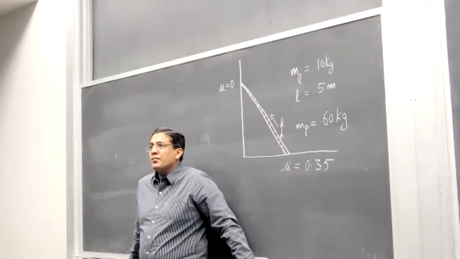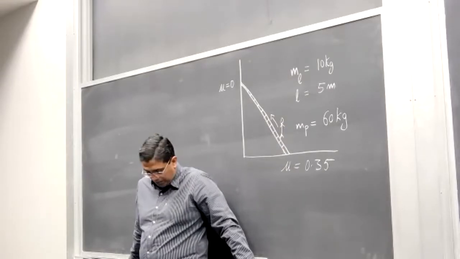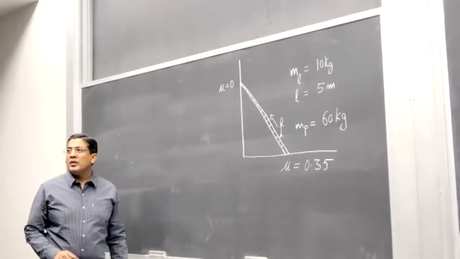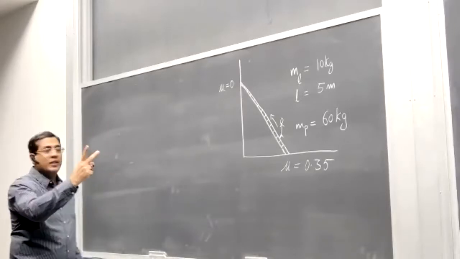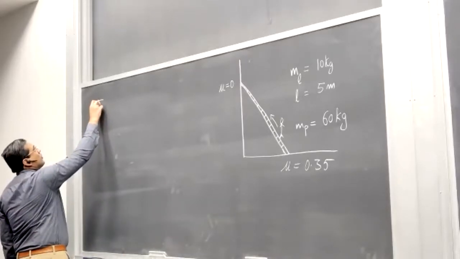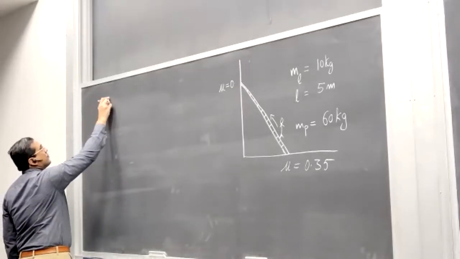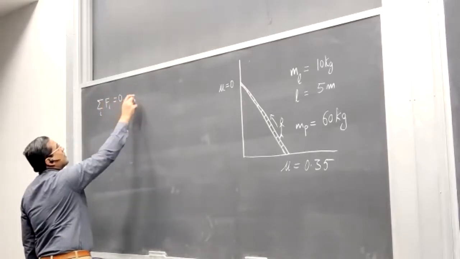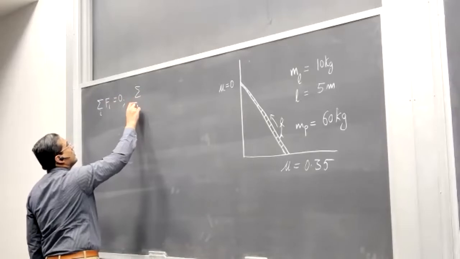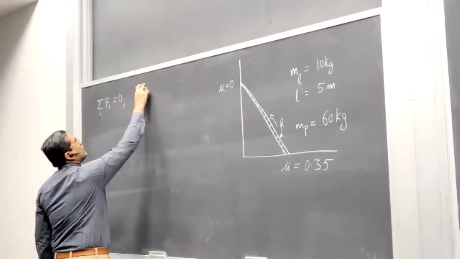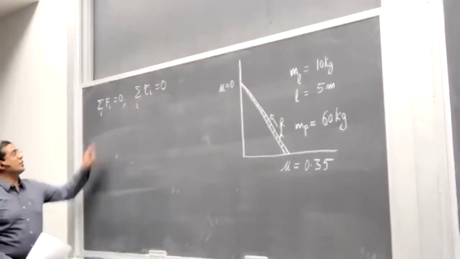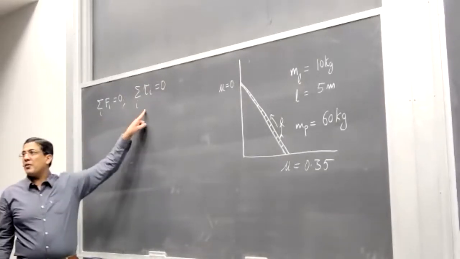Anyone? The resultant forces are zero, angular momentum is zero, and two things. Okay, two things. The sum of all the forces should be zero, and the sum of all the torques should be zero. Okay, these are two conditions: sum of all the forces and sum of all the torques.